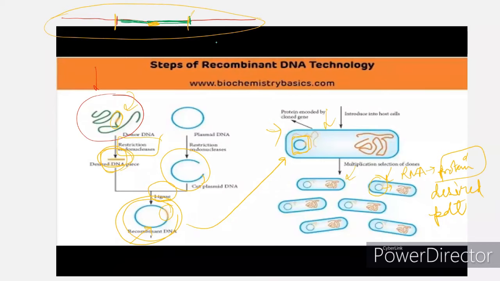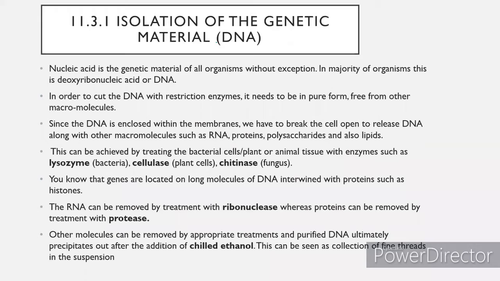So we need to extract the pure form of DNA. Nucleic acid is the genetic material of all organisms without exception. So basically nucleic acid is present in all the cells. For example, this is a bacterial cell. Certain organisms have DNA as a genetic material, or some have RNA as a genetic material. But in the majority of organisms, we have DNA as a genetic material, which is deoxyribonucleic acid.